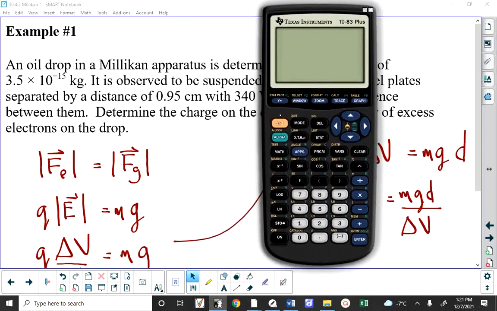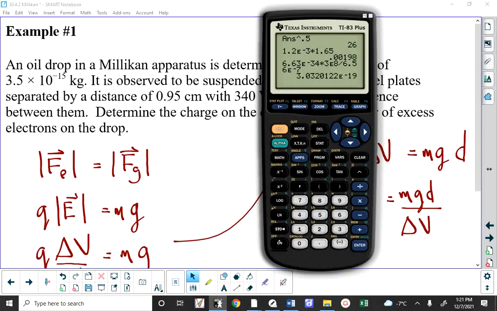So mgd over voltage, the mass is 3.5 multiplied by 10 to the negative 15 times g, which is 9.81, times the distance between the plates. You always want to use standard units unless I've given you an out, unless I've described to you a situation where you can't, like the 1242 thing. We don't need standard units. And then I have to divide by the voltage, which is 340 volts. Just double check my entries here. I think it looks okay.